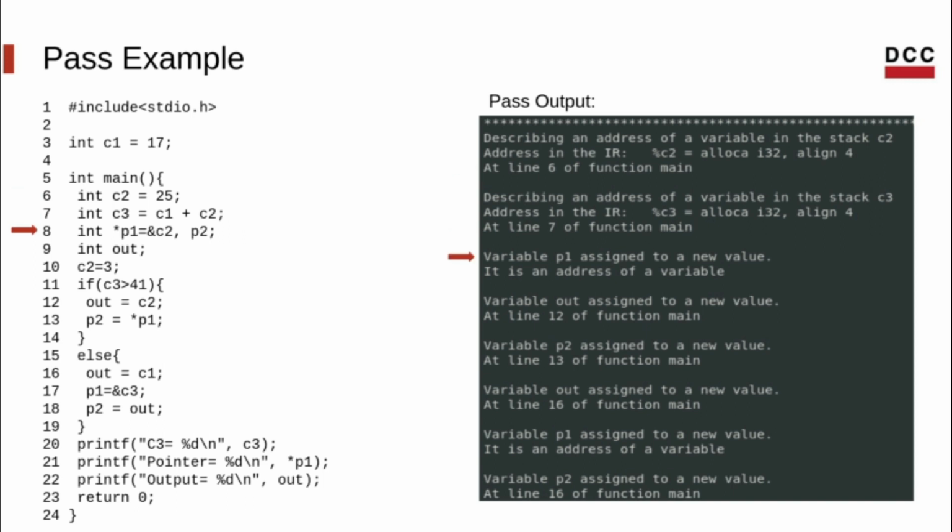We can also retrieve the information that tells us that P1 is assigned to an address of a variable, since P1 is a pointer. And that way, we are able to show this information for every assignment in this program.